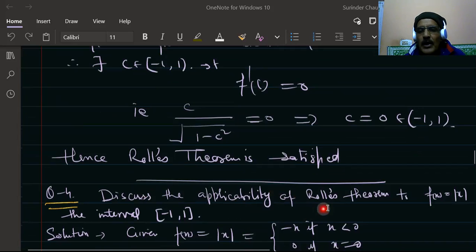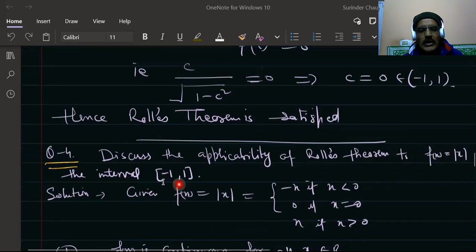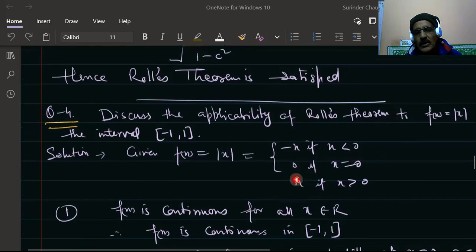Discuss the applicability of Rolle's theorem to the function modulus of x, that is f(x) = |x|, in the interval [-1, 1]. So now let me recall the definition of modulus x. f(x) is equal to |x|: it is equal to -x if x is less than 0, equal to 0 if x is equal to 0, and equal to x if x is greater than 0.